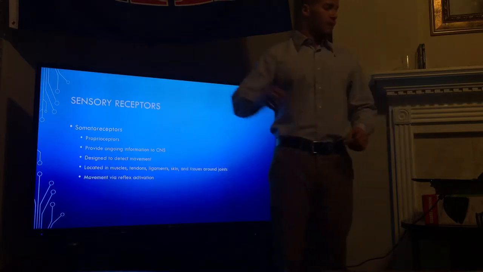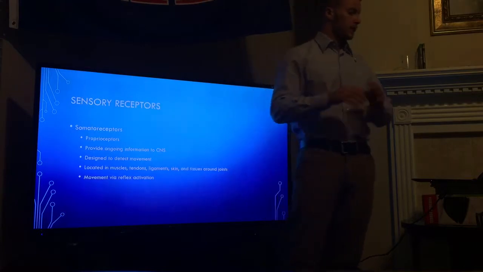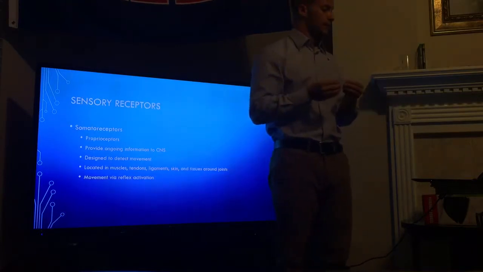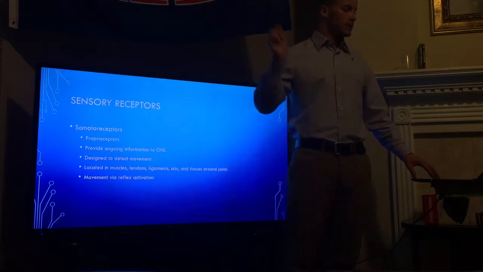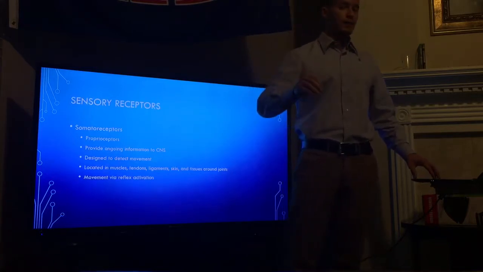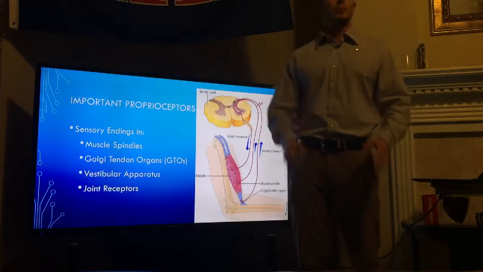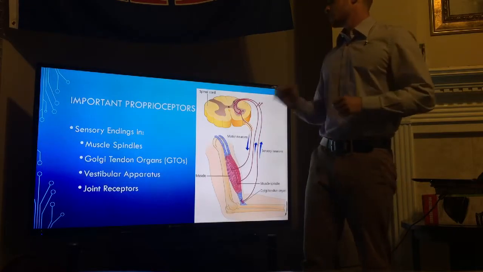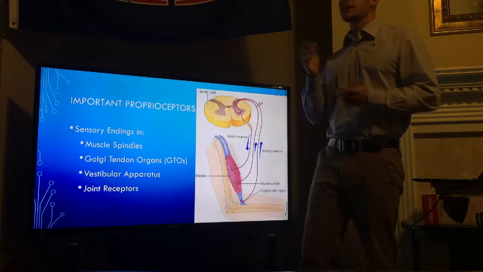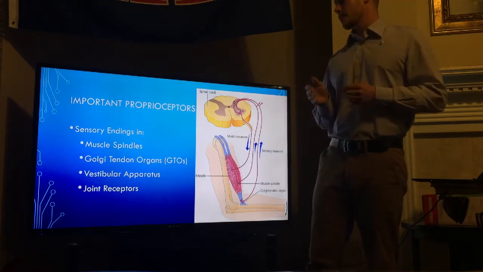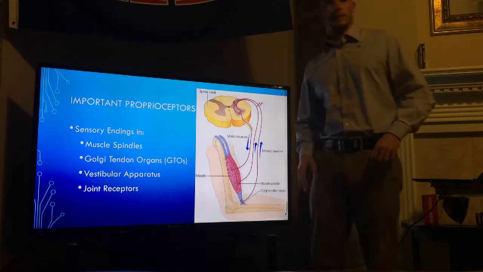Sensory receptors. So within somatoreceptors, we have proprioceptors. They provide ongoing information to the CNS and are designed to detect movement. They're located in the muscles, tendons, ligaments, and especially tissues around the joints. All right, so important proprioceptors: there are sensory endings in muscle spindles, Golgi tendon organs, GTOs, vestibular apparatus, and the joint receptors, which are going to be right here in this schematic.